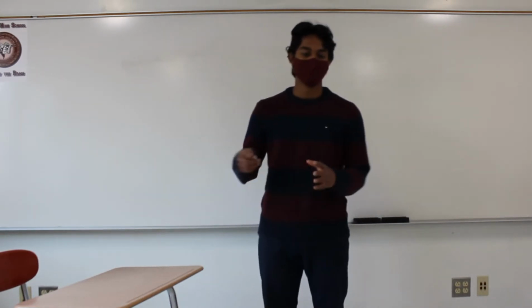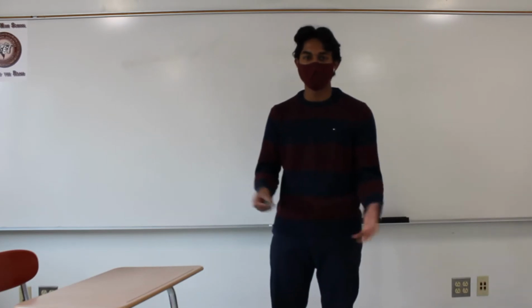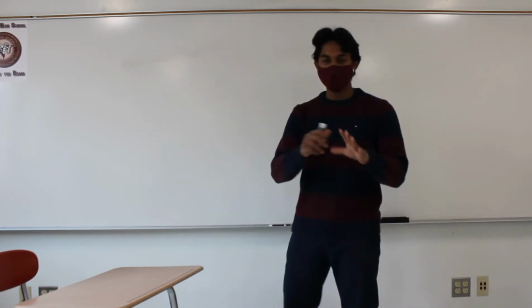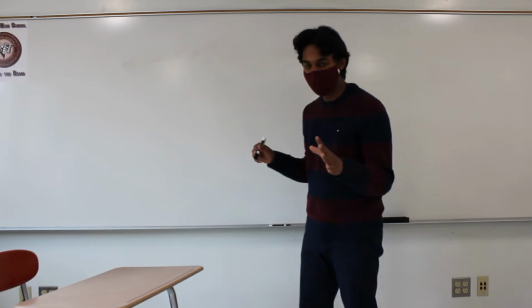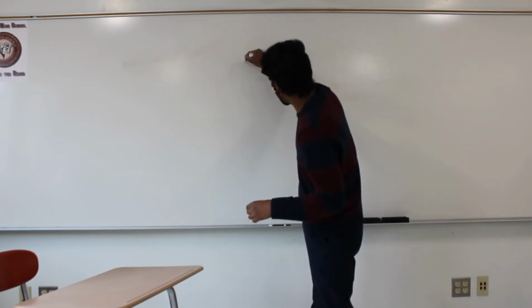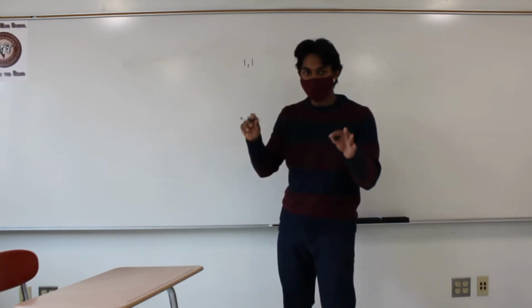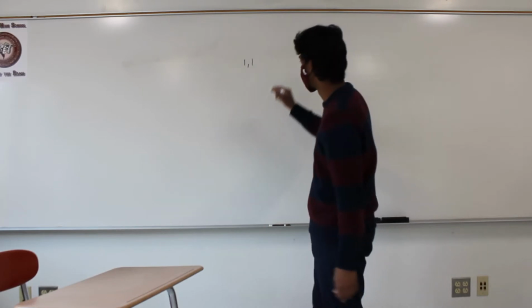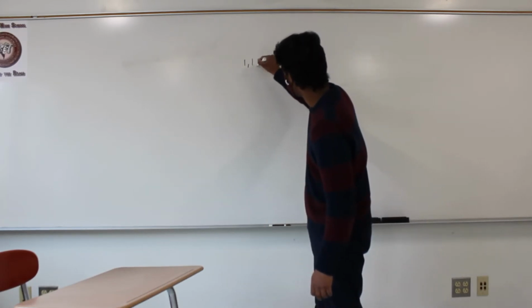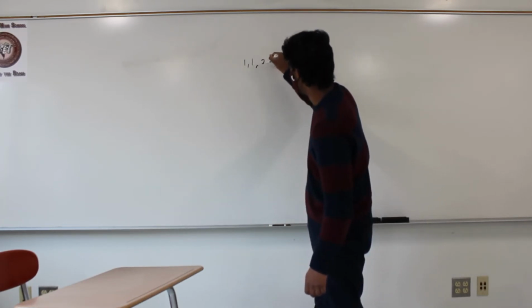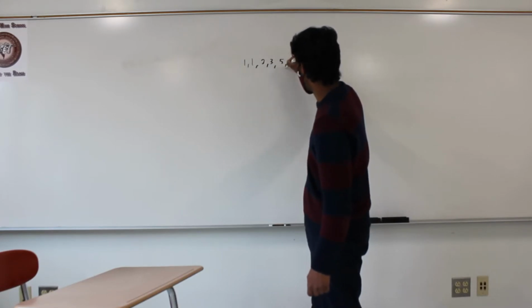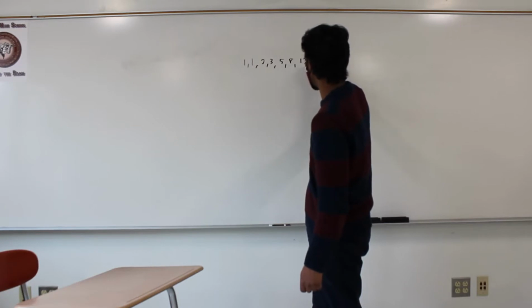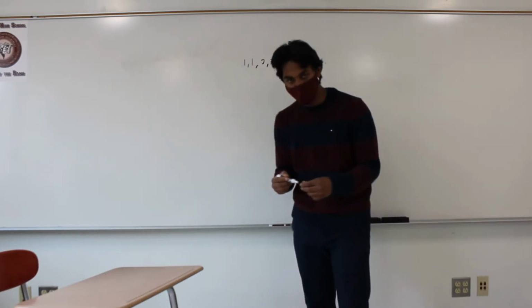So I'd first like to start by talking about what the Fibonacci sequence is. It's this really incredible math sequence. It starts with 1 and 1, and every term after that is the sum of the previous two terms. So the next term would be 1 plus 1, so 2. The next term will be 2 plus 1, 3. And then you can keep going, you get 5, 8, 13, and so on and so on.